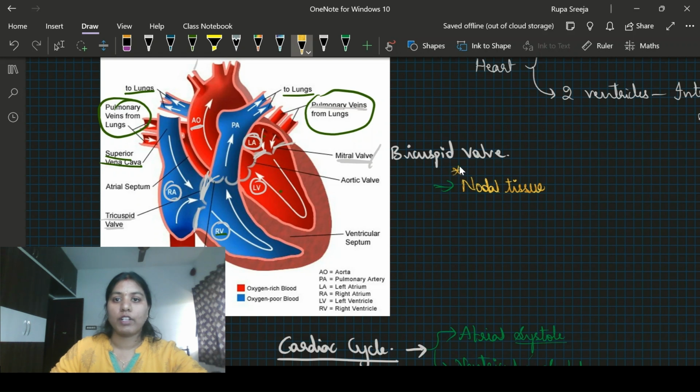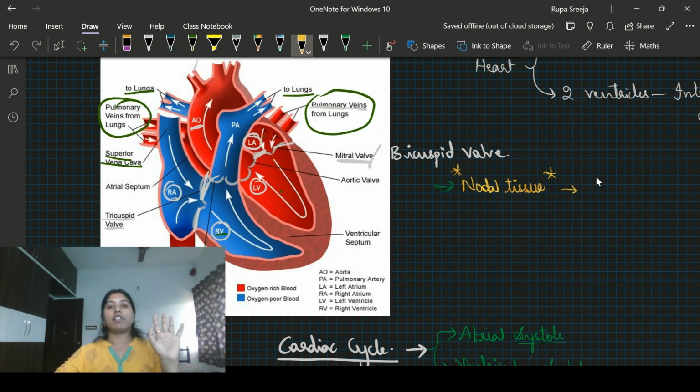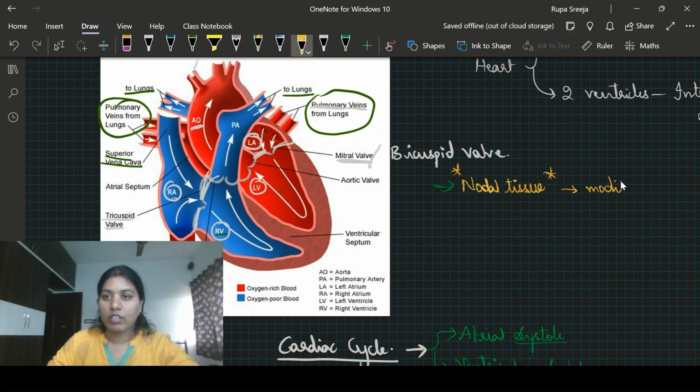What is this nodal tissue? This is again a point you might get in the exams. Nodal tissue is not a neural tissue, it is not neurons or anything, it is a modified cardiac tissue. Please do remember that. You might get this question. It is modified cardiac tissue, cardiac muscle itself.